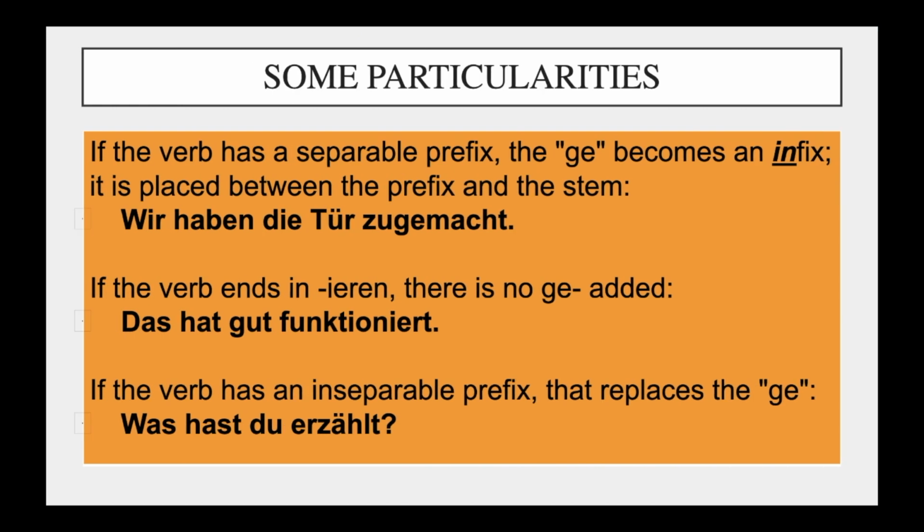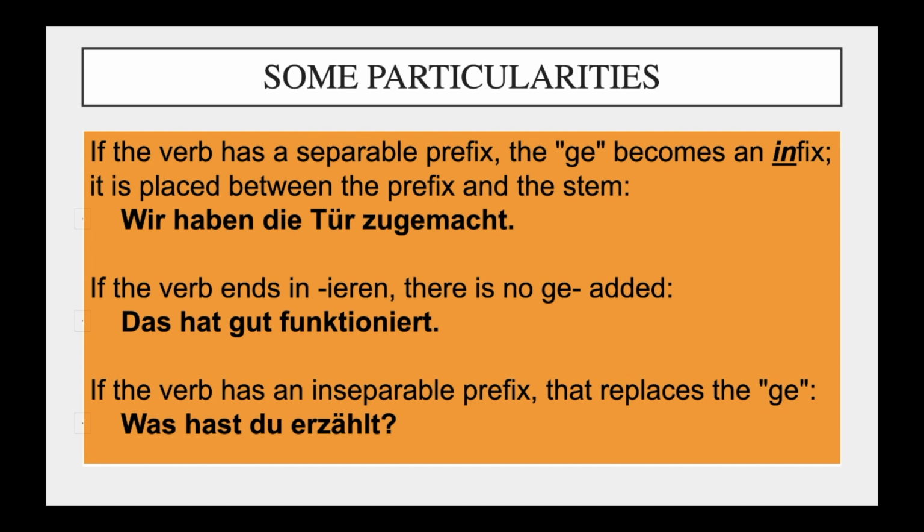There are, however, some particularities. You will find more and more that verbs have an infix in their past participle. For example, the verb zumachen, which means to close, has a particle which is separable, a trennbare Partikel. Now, the ge is placed in the middle. It is not marked in red here, but you can see it in the sentence. Wir haben die Tür zugemacht. A note in passing to say that the past participle zugemacht is placed at the end of the sentence.